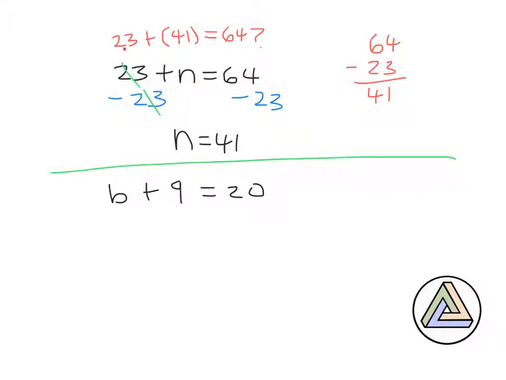And you could always double check where it's like 23 plus 41. Let's do that off to the side. I'm going to put the larger number on top. 41 plus 23. And then we have 4. And then we have 6. So that does indeed equal 64. So 41 is most definitely the answer. A lot of teachers will like it if you put a little box around the answer. So that's how you do that one.